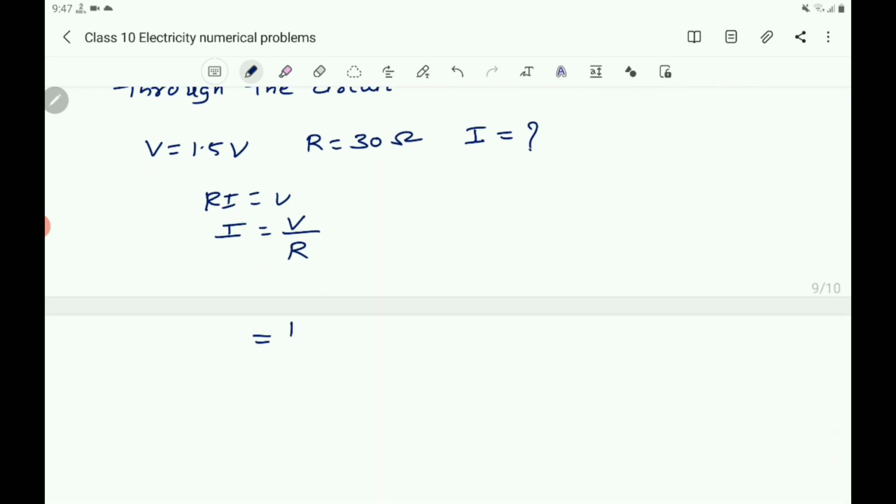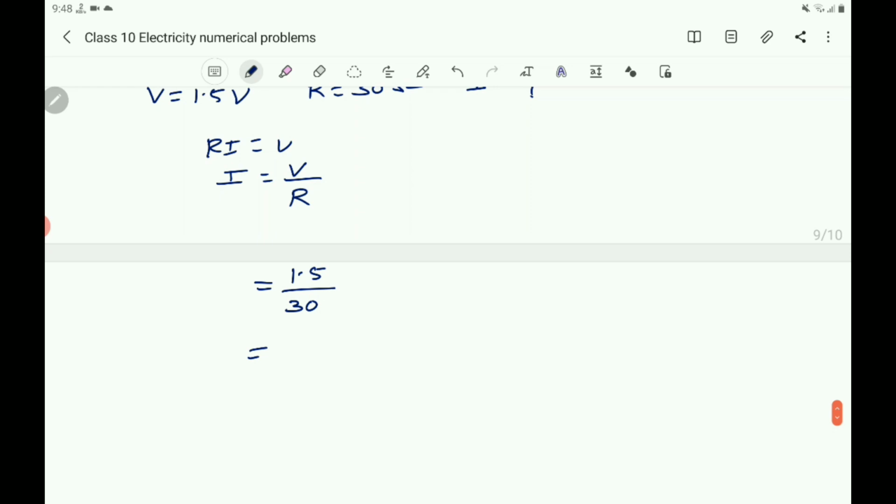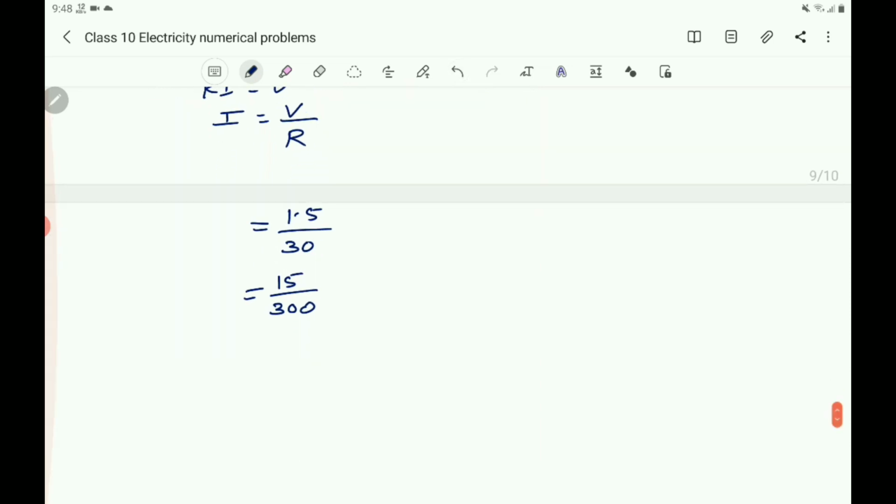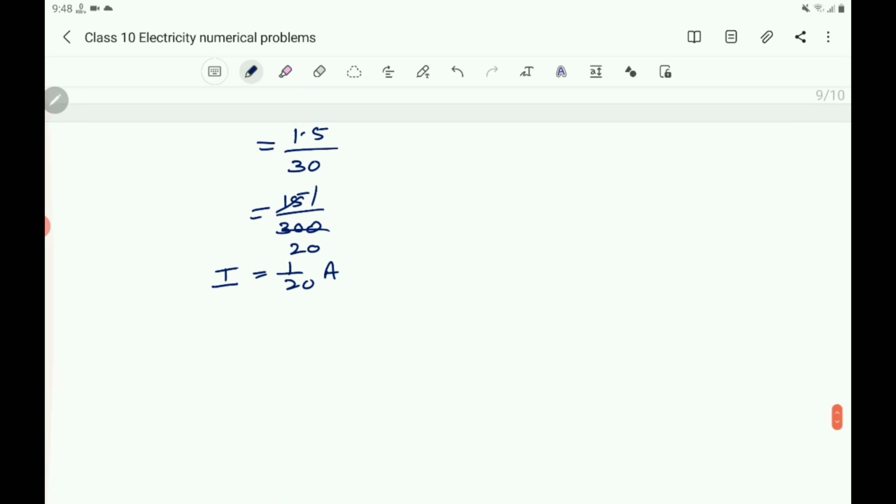Then I equals 1.5 by 30. Then you take 15 by 300. If you want to remove this decimal point, you must take an extra 0 in the denominator. Then it becomes 15 ones are 15, 15 twenties are 300, so 1 by 20 amps. So you got the current I equals 1 by 20 amperes.